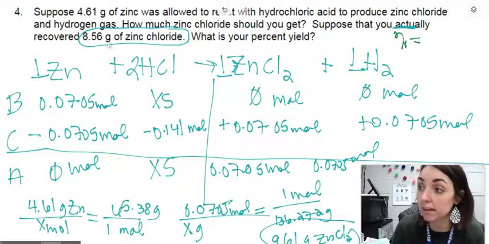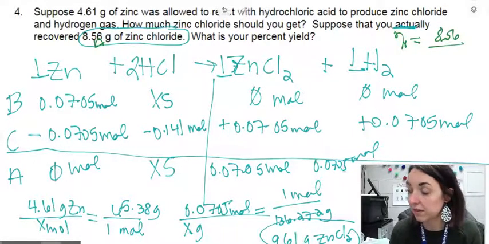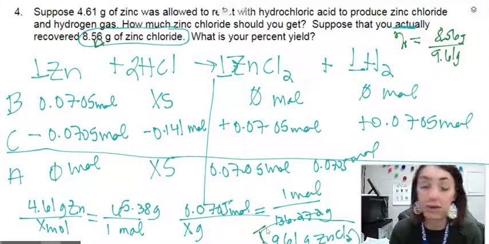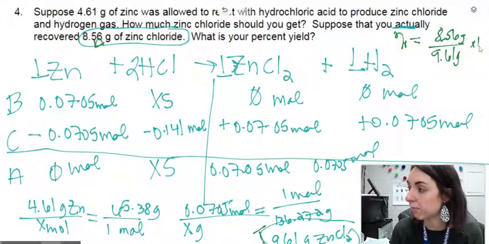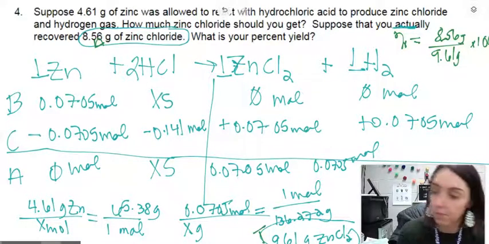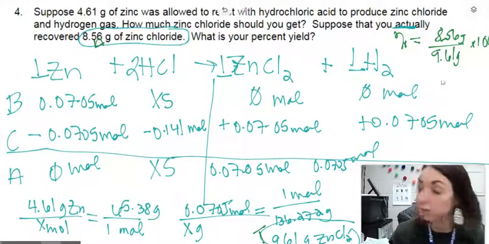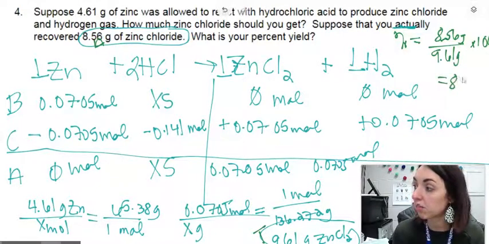So the actual is 8.56 grams. That's given to us in the problem. Over the theoretical, 9.61 grams. And then I have to multiply it by 100 because that's how you get a percent. I'll do 8.56 over 9.61, and I get an 89.0% yield, which is pretty good.